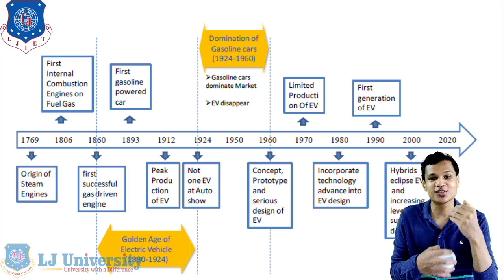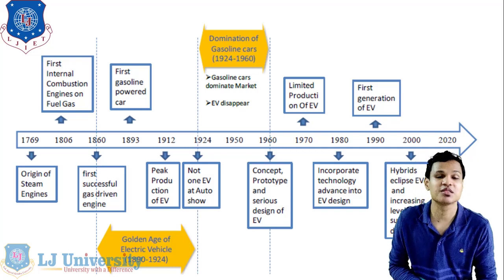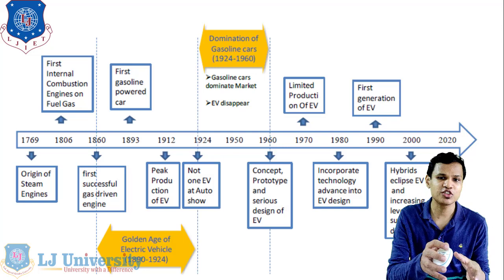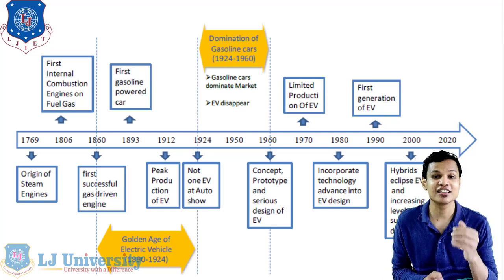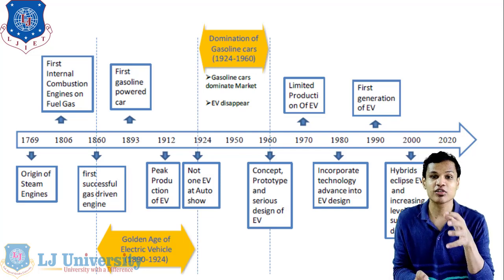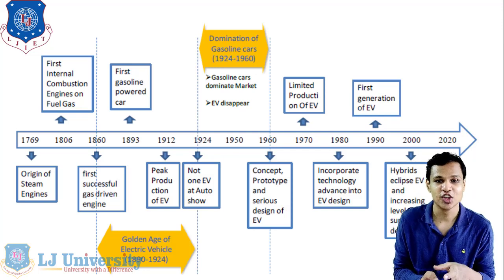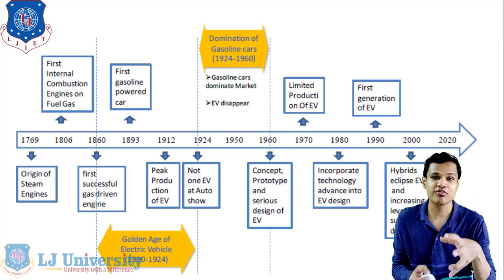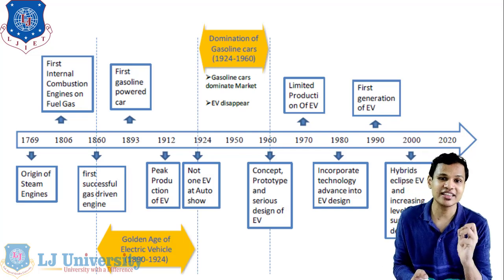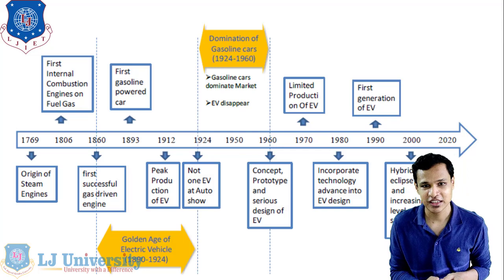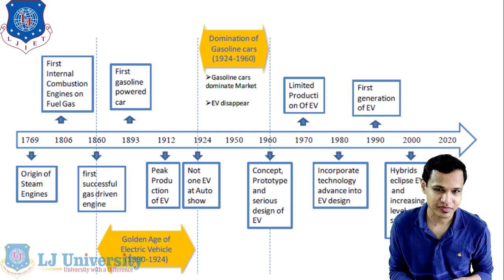Right, the electric vehicles were developed, used, and also purchased by customers, but in very small amounts. There was a very big problem with electric vehicles: the range. It was very short at that time. So in 1924, when one auto show was organized, there was not a single EV presented there. So that was the end of an era of electric vehicles.